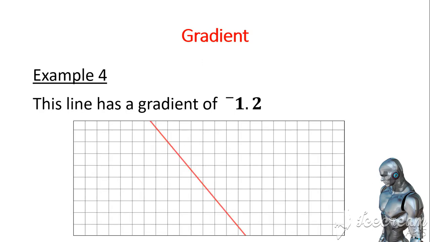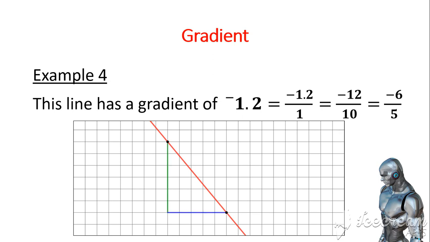What about this example? We did one of these in the last one. These are one of these tricky ones where we have decimals. This line has a gradient of -1.2. Now we don't like decimals in gradient because it's hard to figure out how far to rise down 1.2 squares. So here's a better way to tackle these tricky ones. Write it as a fraction, -1.2 over 1. Now times both numbers by 10 to get -12 over 10, and then simplify it to -6/5. And then you can see when I pick 2 points, it's rise down 6 squares and run across 5 squares.